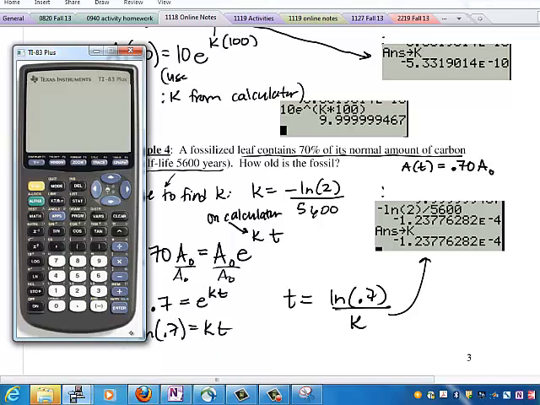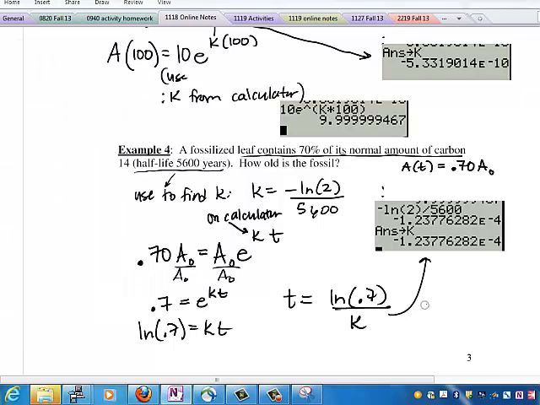So let's do that. Natural log of 0.7 divided by k. So about 2881.6. And that would be years, because time was in years throughout this problem.